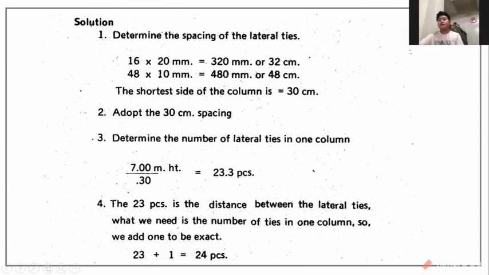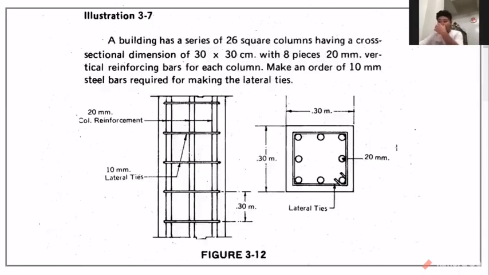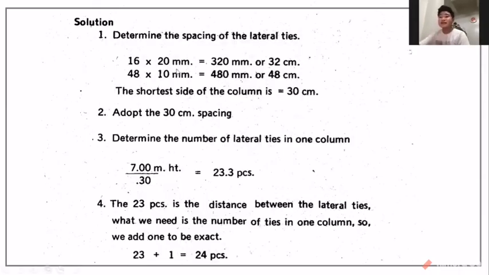Again, our 20 millimeter main longitudinal bar was multiplied by 16, and our lateral ties were multiplied by 48. So 16 multiplied by 20 is 320 millimeter, which is equal to 32 centimeter, and 48 multiplied by 10 is equal to 480 millimeter, which is equal to 48 centimeter. The shortest side of the column is 30 centimeter, so we will adopt this 30 centimeter as the spacing.